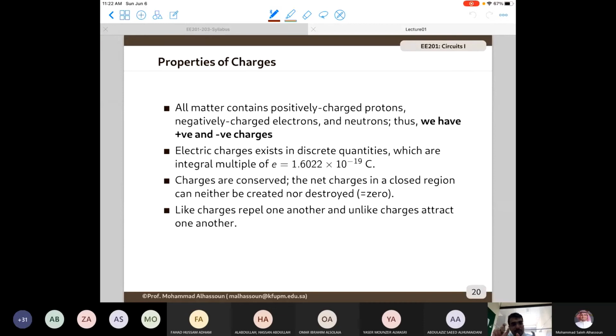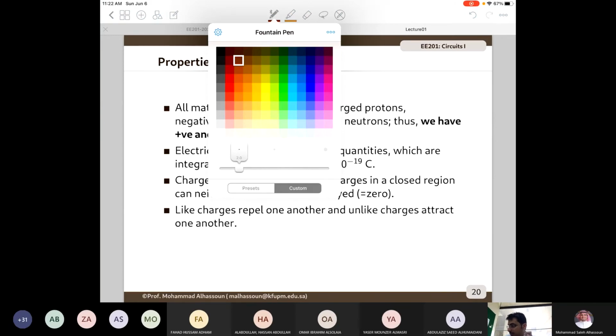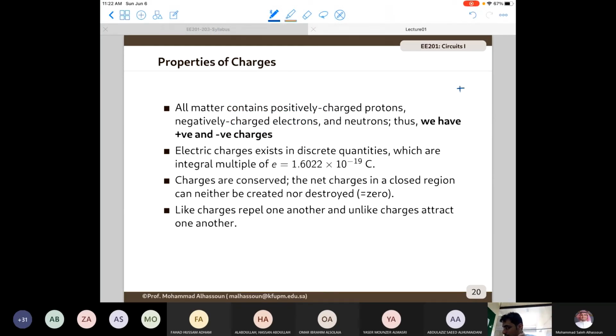All matter must contain positively charged protons, negatively charged electrons, and neutrons. So you can see here that we have two types of charges, positive and negative charges. That's kind of a simple model for an atom. We have a positively charged nucleus and we have an electron that's spinning around that nucleus.